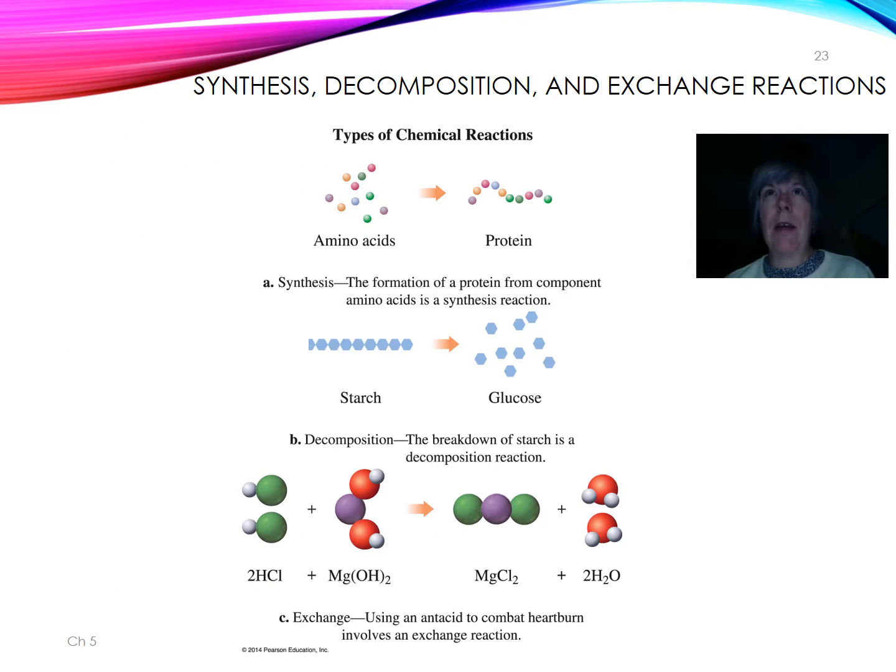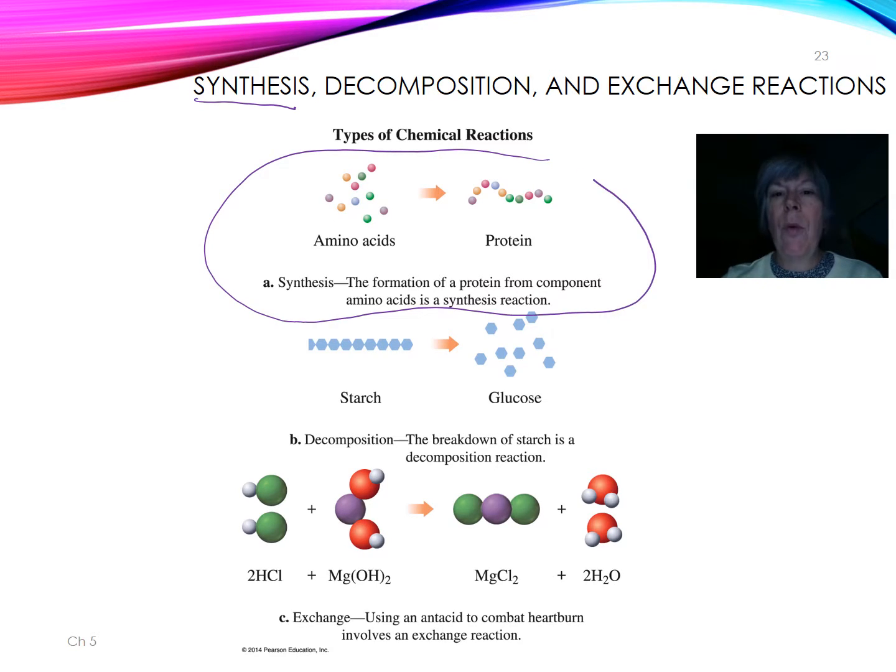Reactions can be identified in various ways, and one way that we can identify different types of reactions is by looking at what happens with the molecules. So we have three things that can happen with molecules. The molecules from two or more different substances can go together to make one big substance. That would be called a synthesis reaction. And here you see an example of a synthesis reaction where there are many amino acids going together to form one big protein molecule. The molecules might be breaking apart.